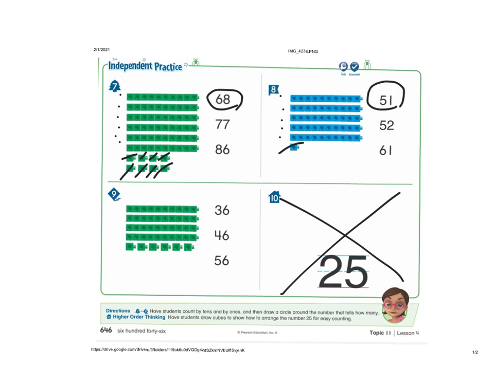And then the last one, number 9. 10, 20, 30, 40, 41, 42, 43, 44, 45, 46. 46 is a 4 and a 6.